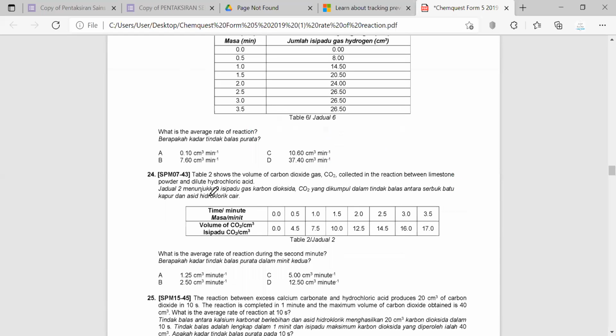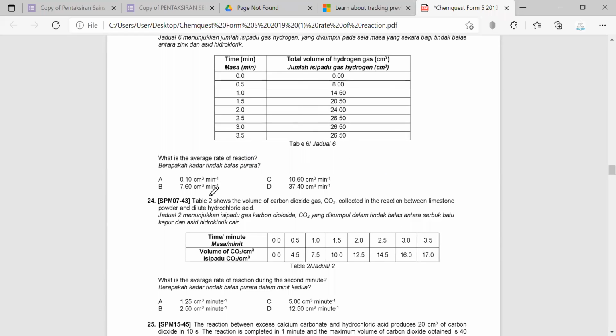Okay, next one. From this one onwards, I have my answers here. What's my average rate of reaction? We go a bit faster. This one, you can do with your eyes closed. What's my working? Caroline, did you manage to get it? Shahimi? I think his Wi-Fi is off. Okay, never mind.